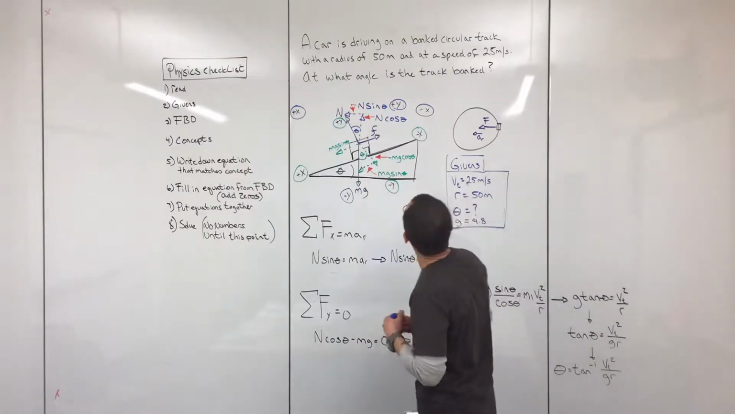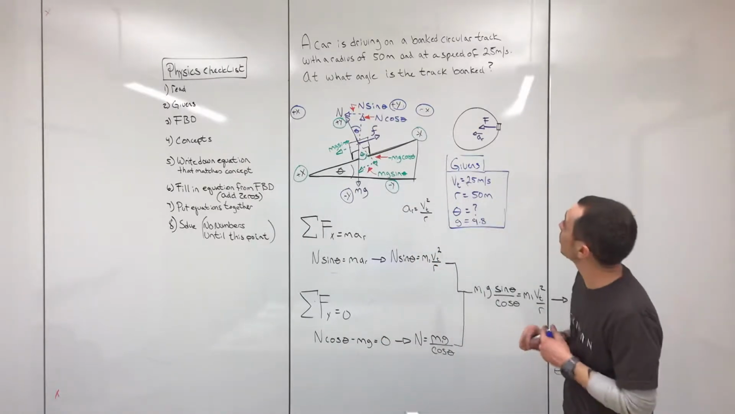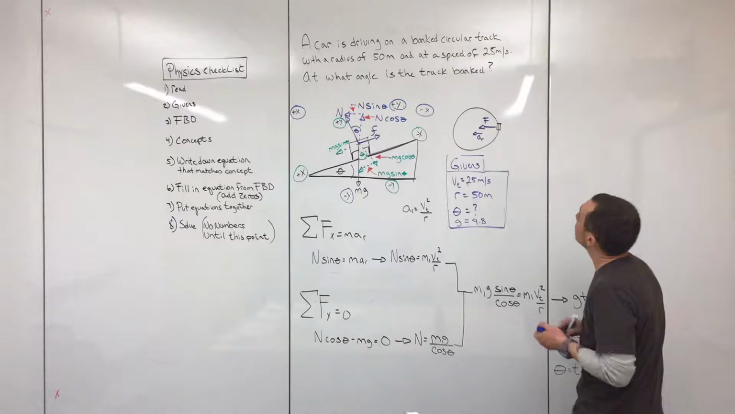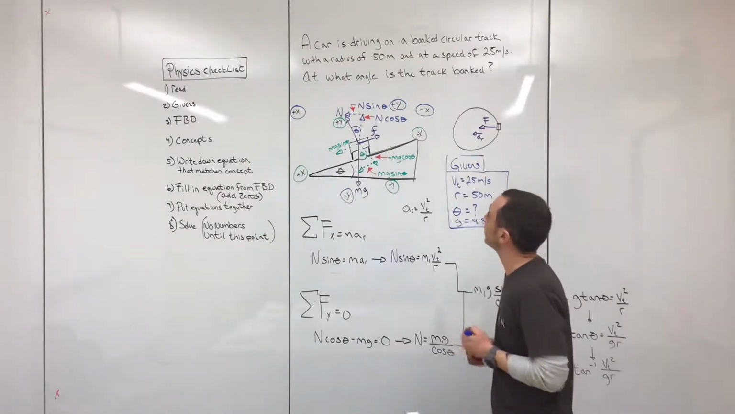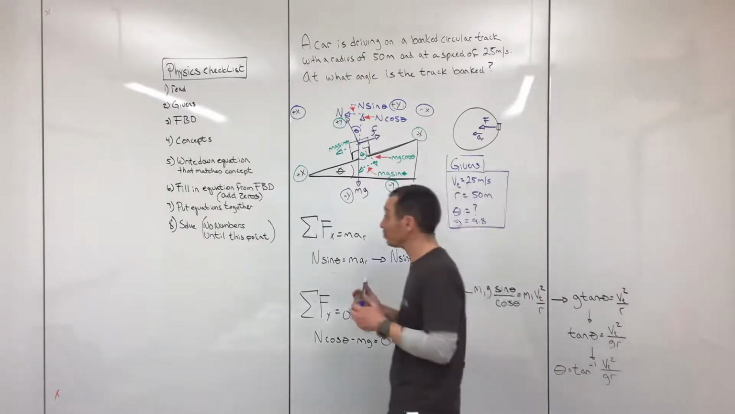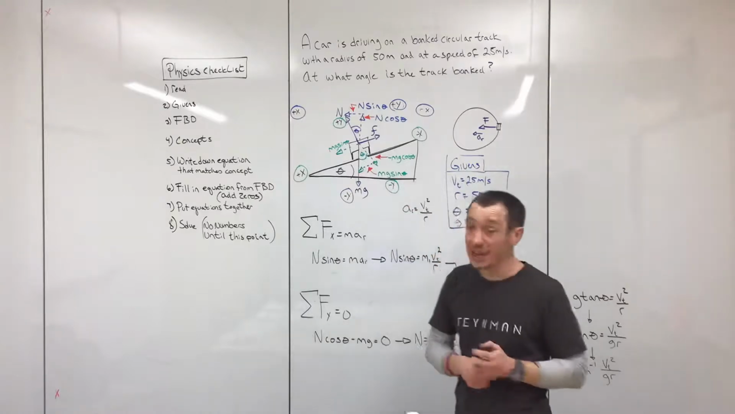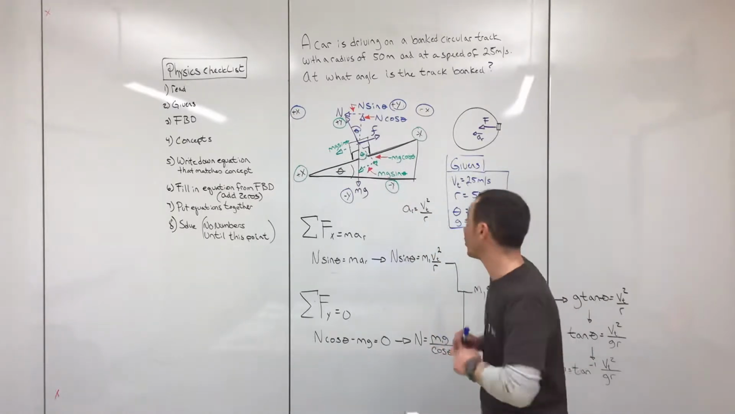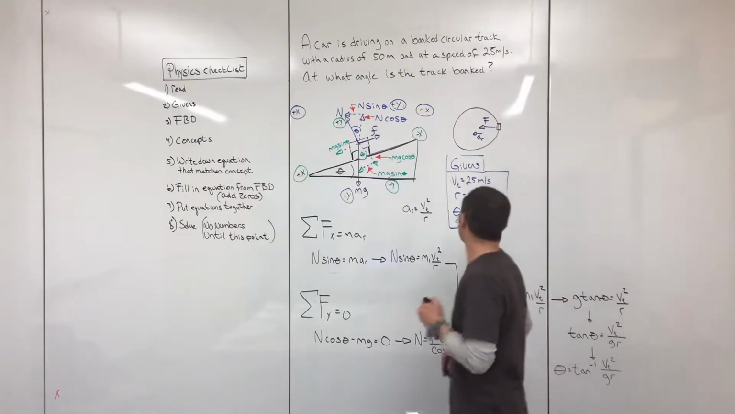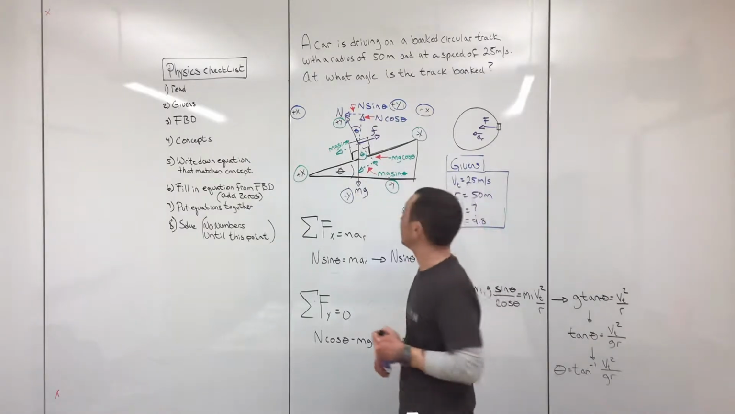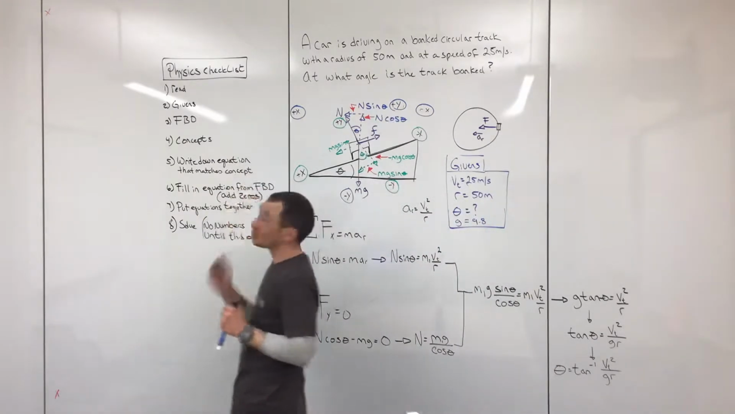A car is driving on a banked circular track with a radius of 50 meters and at a speed of 25 meters per second. What angle is the track banked? So we're looking for the angle the track's banked. I think that's really straightforward. There's nothing we need to say about that, and I think we all know what they're looking for here. So theta, right?